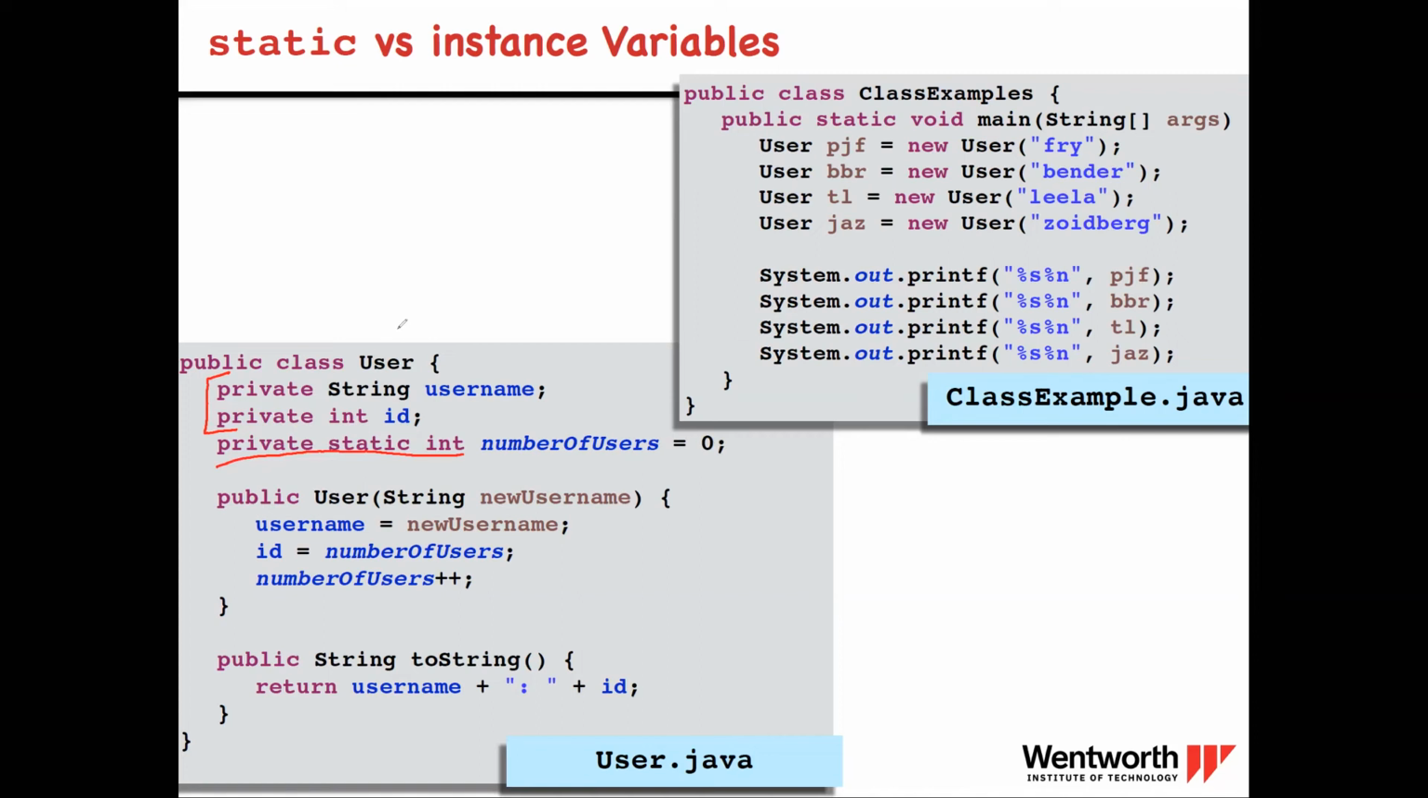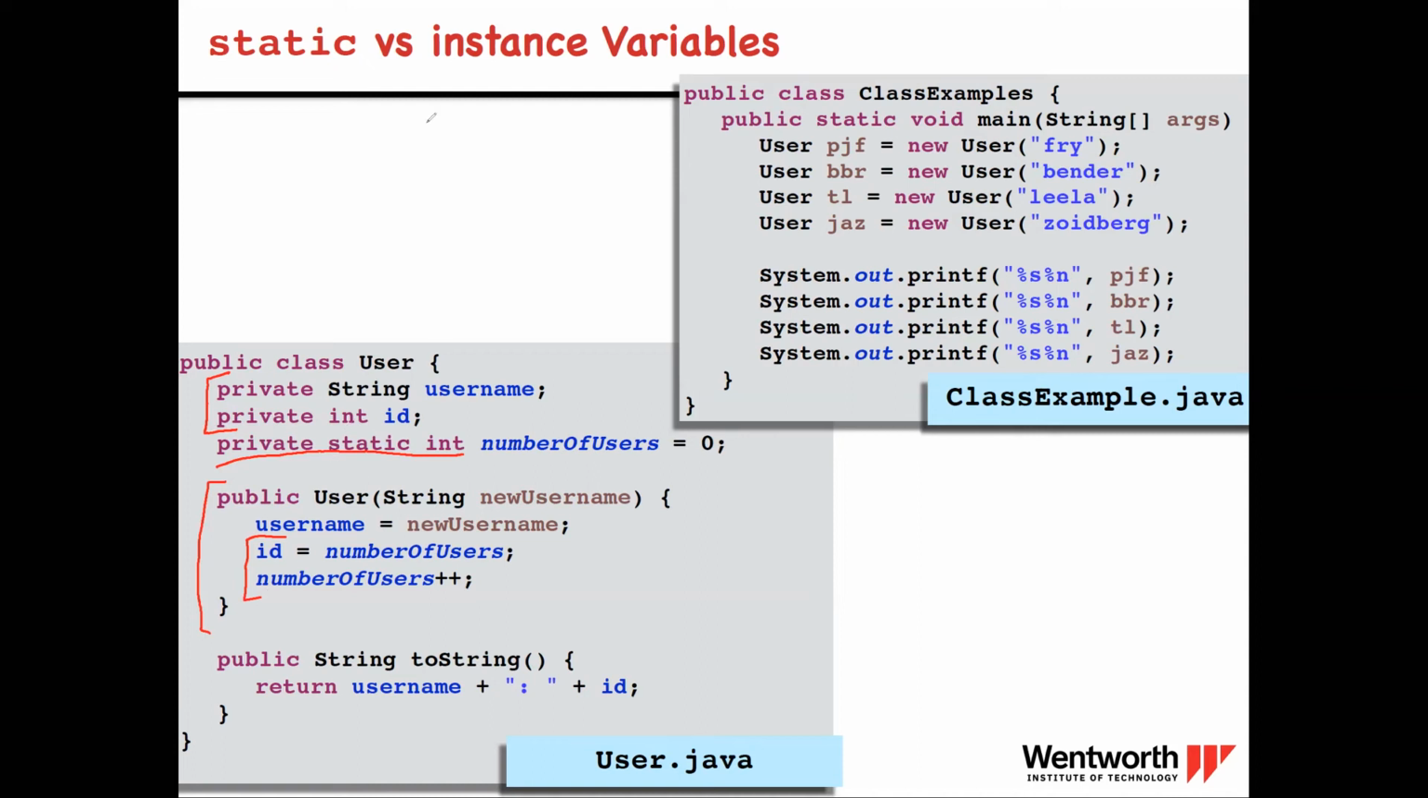Whenever I create a user object, they all get their own username and ID, but there's only one number of users value, no matter how many users I create. Notice that there's a toString, which just prints out the username, colon, and their ID. And we have the constructor that takes in a username and sets that value. Here I could use this, right? I could say this.username equals username, if that's what the parameter was. ID gets set to number of users, and I increase the number of users.